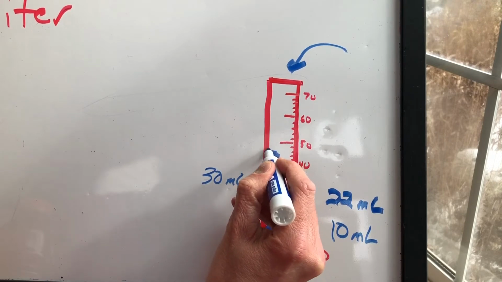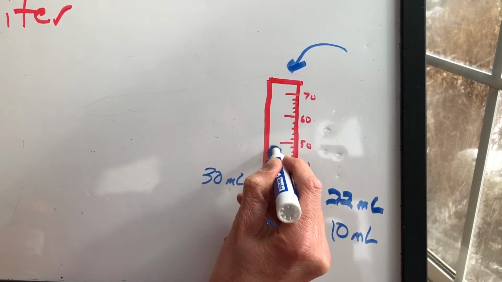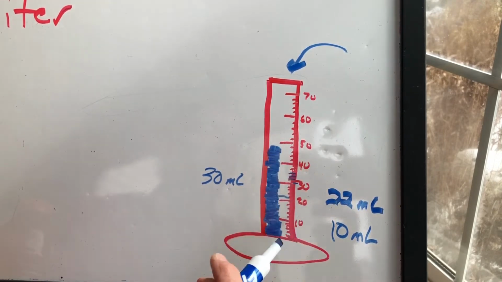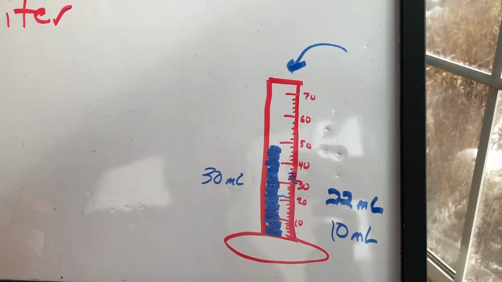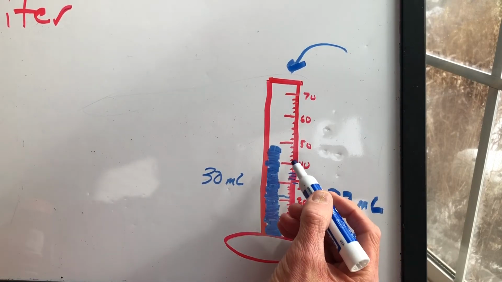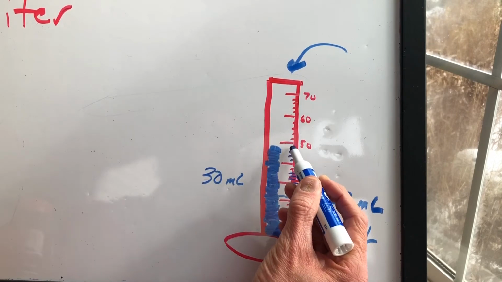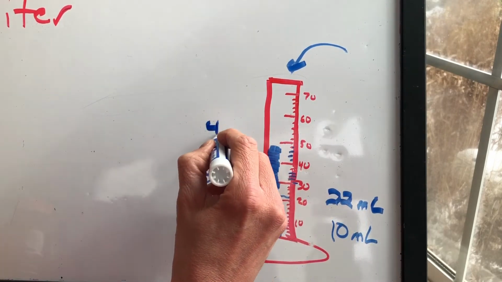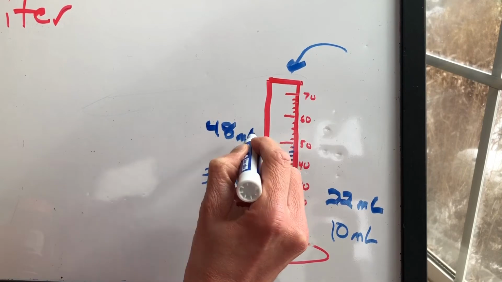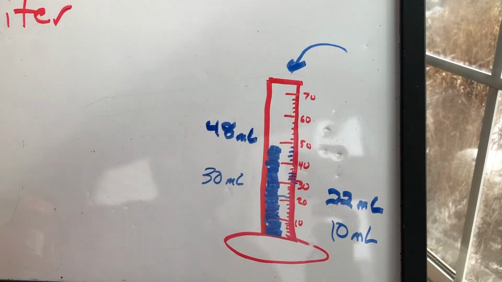How about if we went all the way almost to that 50 there? What do you think that would be? I would say 48, right? There's 40, 42, 44, 46, 48. 48 milliliters. Now, let's go see.